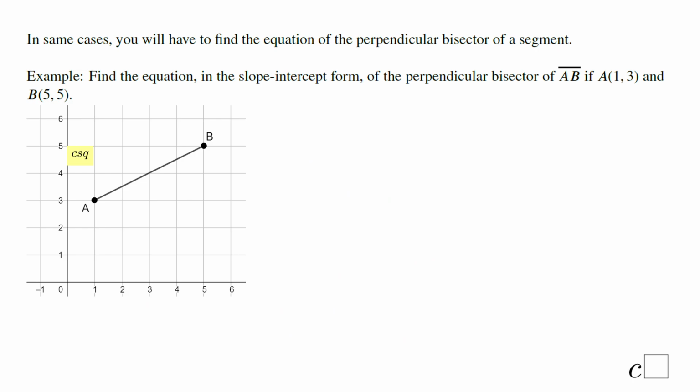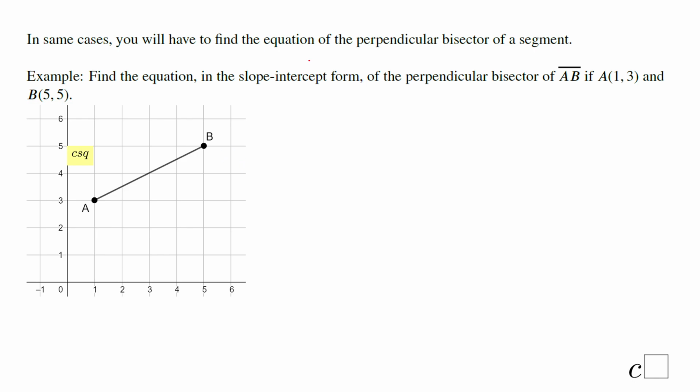In my next problem, we're gonna look a little bit at a perpendicular bisector on a rectangular grid. And I said here, you will have to find the equation of the perpendicular bisector. Yes, of course, because we are on a rectangular grid. Find the equation in the slope-intercept form of the perpendicular bisector of AB, if A is (1, 3), you see it here, and B is (5, 5).